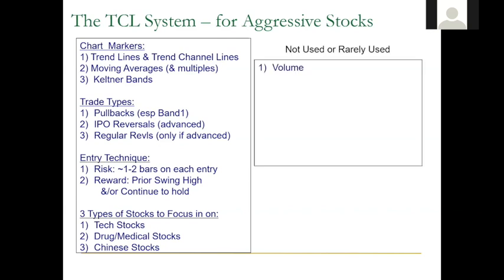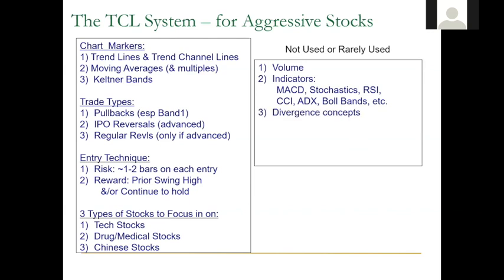Now, rarely used are other things like volume, MACD, stochastics, ADX, divergence, squeeze, none of that stuff. You can use them, but you don't have to. The focus is that the more stuff you add, the more complex it gets, and the more difficult it makes it to make a decision. Because what happens if your MACD hasn't crossed, but your stochastic is oversold, but your CCI is not there yet, your ADX is not trending yet, all of these complications that you have.